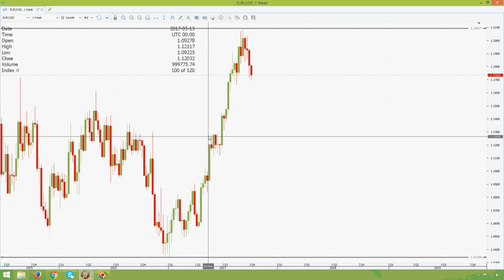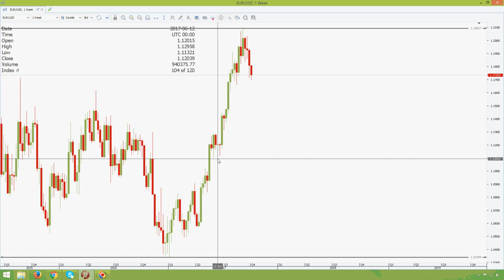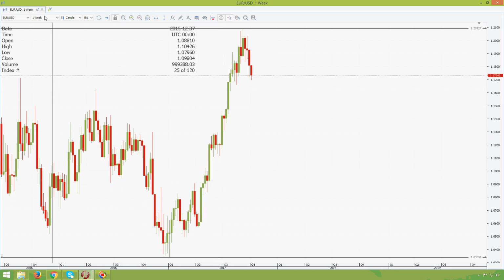But if we go to this one here, this is a very nice Doji. Now let's look at the opening price, 1.12015. And let's look at the closing price, 1.12039. So we're talking about 2.5 pips. And then we check the time frame, which is the weekly time frame. So in the matter of a week or 5 trading days, we had 2-point-something pips difference on the euro-US dollar pair. This qualifies it for a Doji.